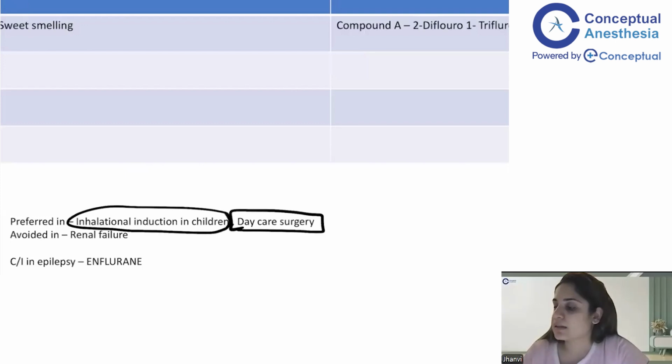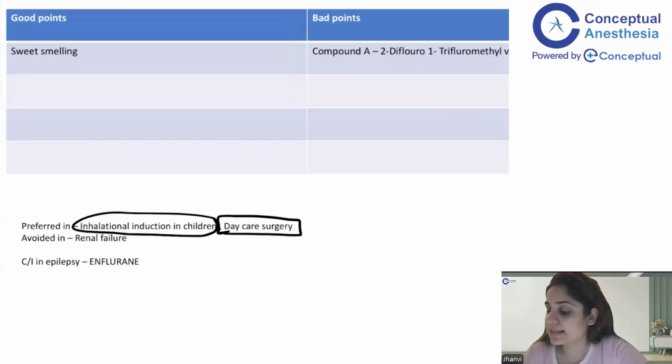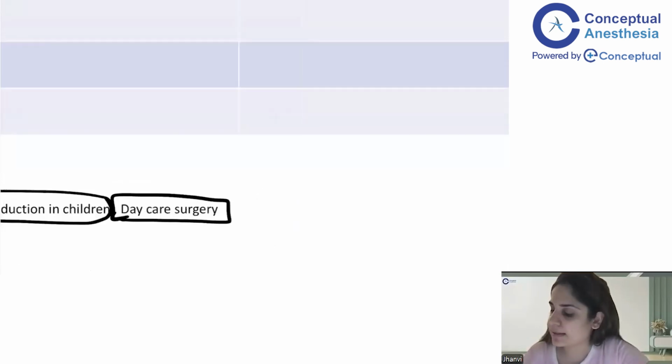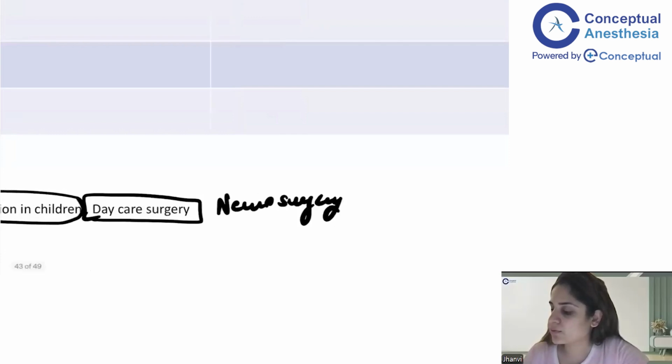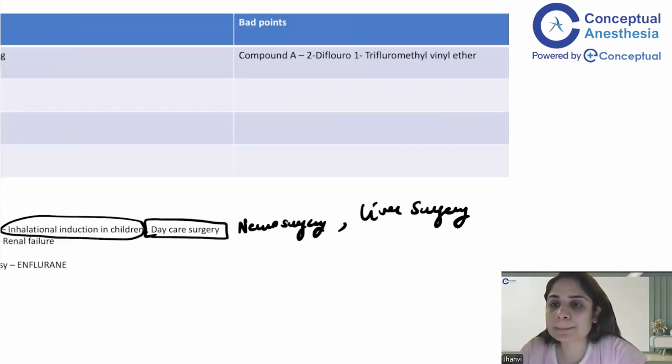Then the next thing is that sevoflurane is now the preferred agent of choice. So I'm adding to this over here. It is now the preferred agent of choice in neurosurgery, and sevoflurane is also the preferred agent of choice in liver surgery. Some old school anesthetists may mention that isoflurane undergoes least metabolism, and as a result it is preferred in liver surgery. But as per newer guidelines, sevoflurane is the agent of choice for liver surgery.